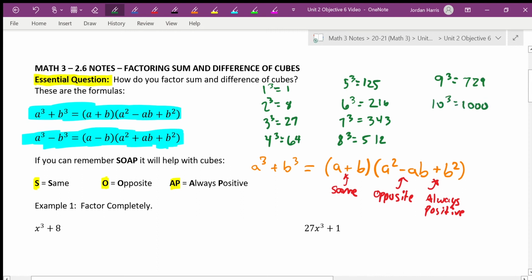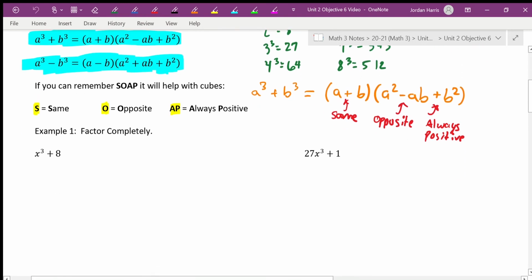Okay, so the second numbers here: 1, 8, 27, 64, 125, 216, 343, 512, 729, and 1000. Those are your perfect cube numbers. And you know what number they relate to. So 8 relates to 2, 216 relates to 6, and so on.